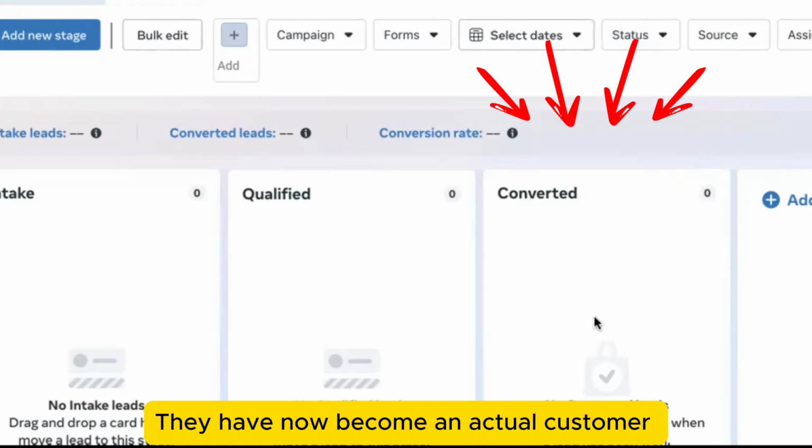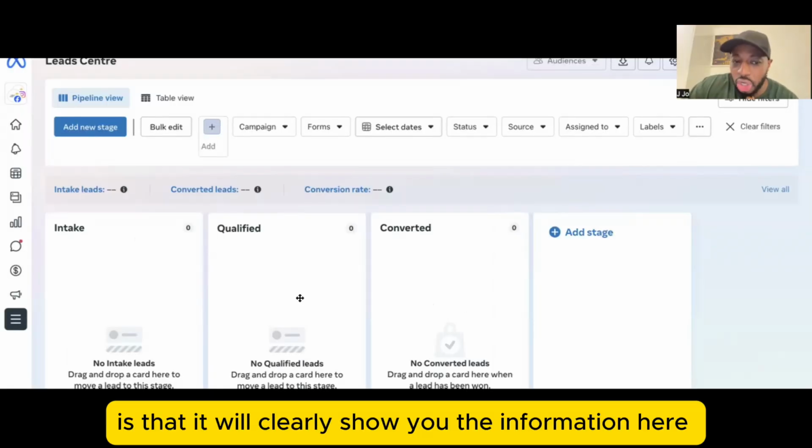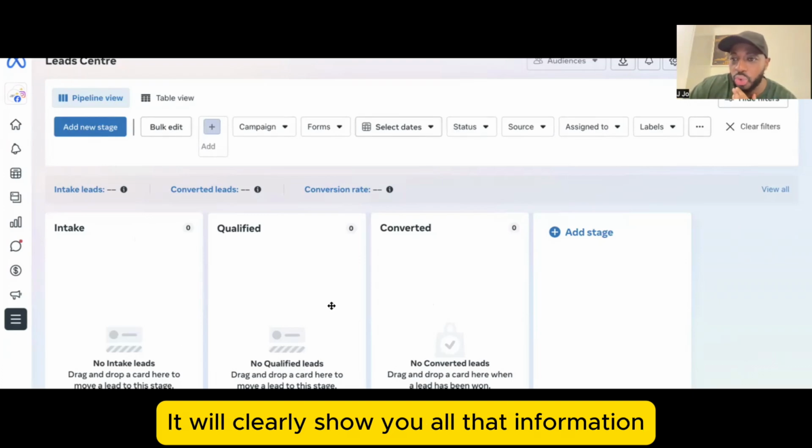They have now become an actual customer, right? The good thing about it is that it will clearly show you their information here. It'll clearly show you all that information.